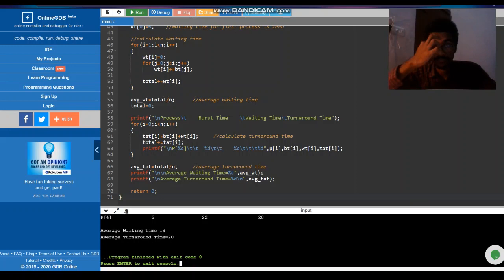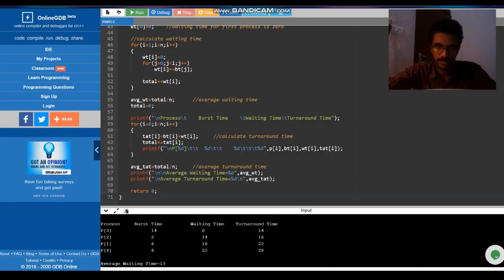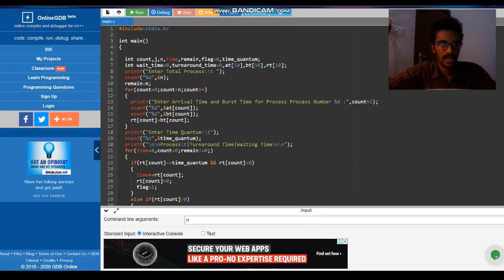And then here comes my average waiting time and my average turnaround time. Here's my burst time, waiting time, turnaround time, all calculated according to the program. Now next I'm going for the last, and that is round robin.